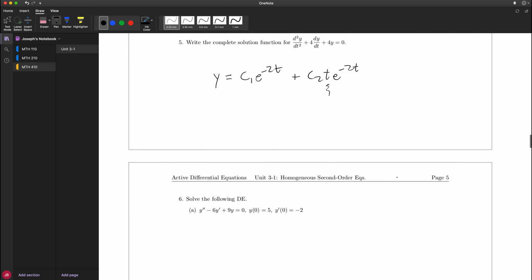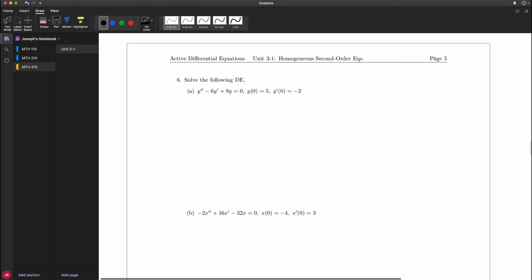So now let's apply this to the following problems. Okay, so let's work through this first one totally together. So let's first look at the characteristic polynomial. That's going to be r squared minus 6r plus 9 equals 0. If you factor this, this is r minus 3 quantity squared equals 0. So r equals 3 has multiplicity 2, right?